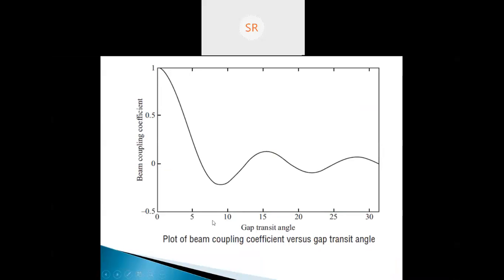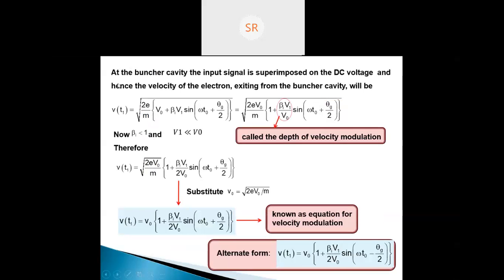Now this is about the gap transit angle, or the beam coupling coefficient, beta. If the gap increases, the beam coupling coefficient decreases, so we consider the gap transit angle because of the distance we have. Then at the buncher cavity, the input signal is superimposed on the DC voltage, and hence the velocity of the electron exiting from the buncher cavity will be V of T1 is equal to V0, capital V0, plus beta 1 V1. V1 is your signal, omega T0 is the time, and theta g by 2 is the transit angle, and we can solve it.